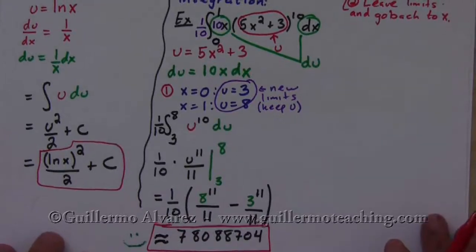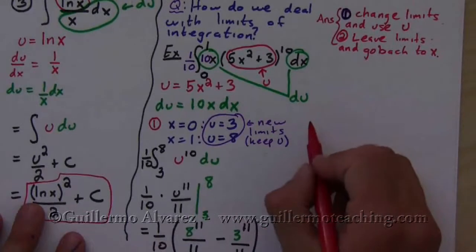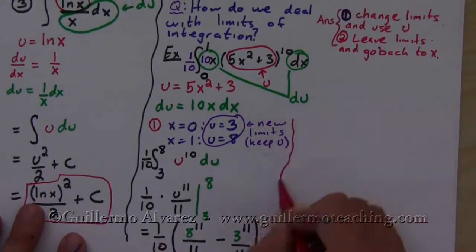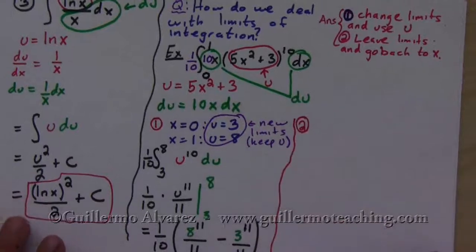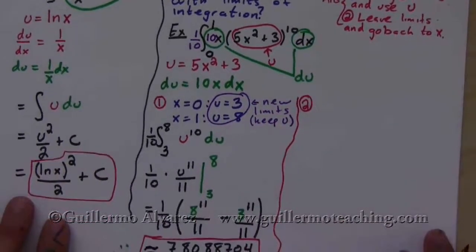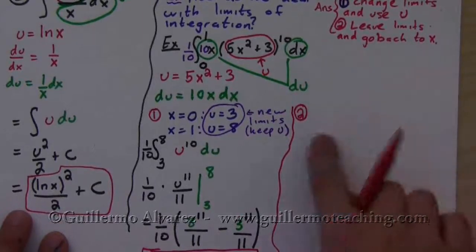Okay, so that's using the first way, and that's completely fine. But now let's do it using the second option, and then you guys can just pick whichever way you want to do. Now what we're going to do, the second way, is to leave the limits alone and go back to x in the end.